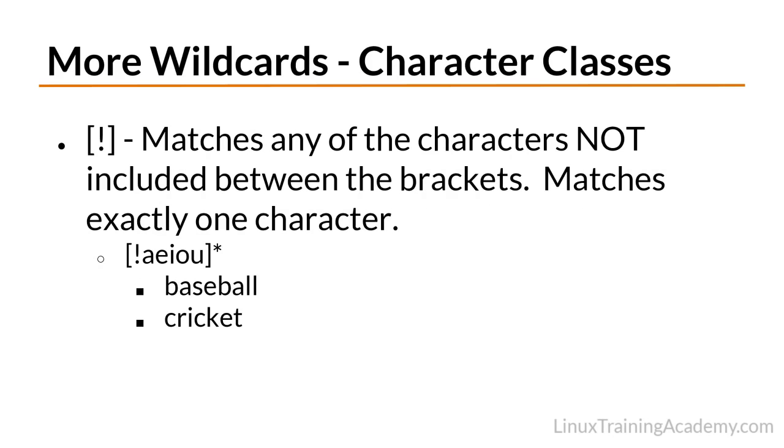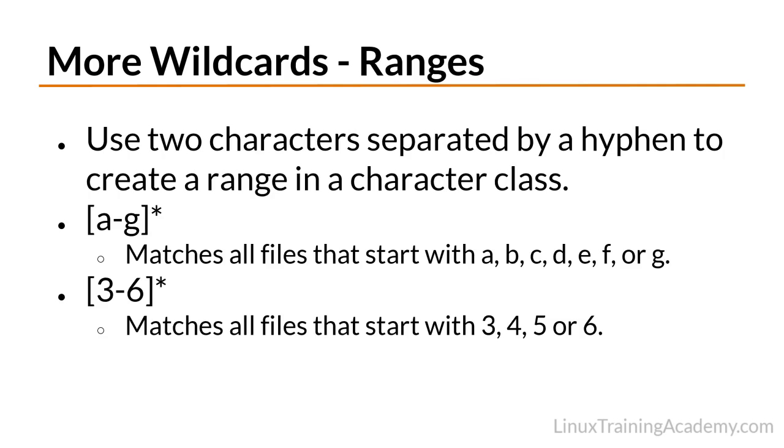If you want to exclude characters in a match, use an exclamation mark. For example, if you wanted to find all the files that do not start with a vowel, use bracket, exclamation mark, A-E-I-O-U, bracket star. Baseball and cricket match this pattern because the first character is not an A, E, I, O, or a U. When using character classes, you can create a range by separating two characters with a hyphen. If you want to match all the characters from A to G, use bracket A-G bracket. If you want to match the numbers 3, 4, 5, and 6, use bracket 3-6 bracket.